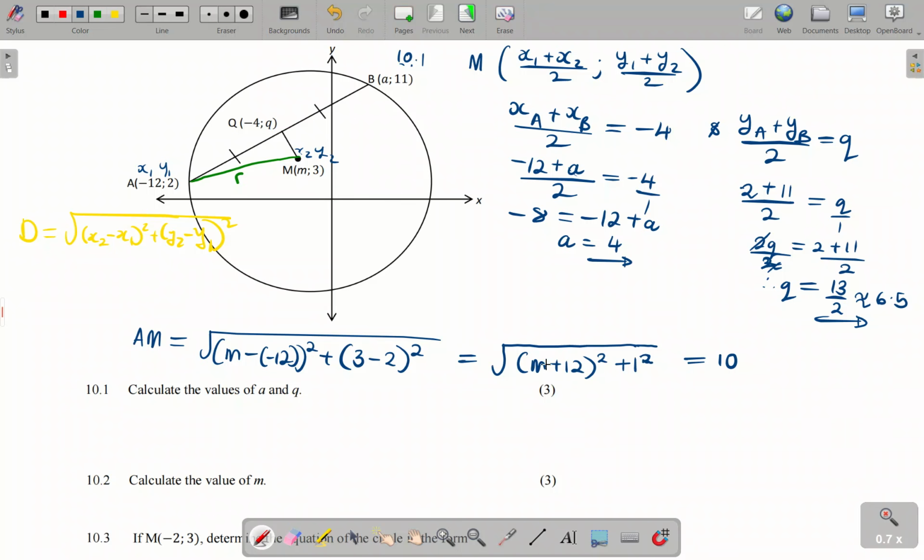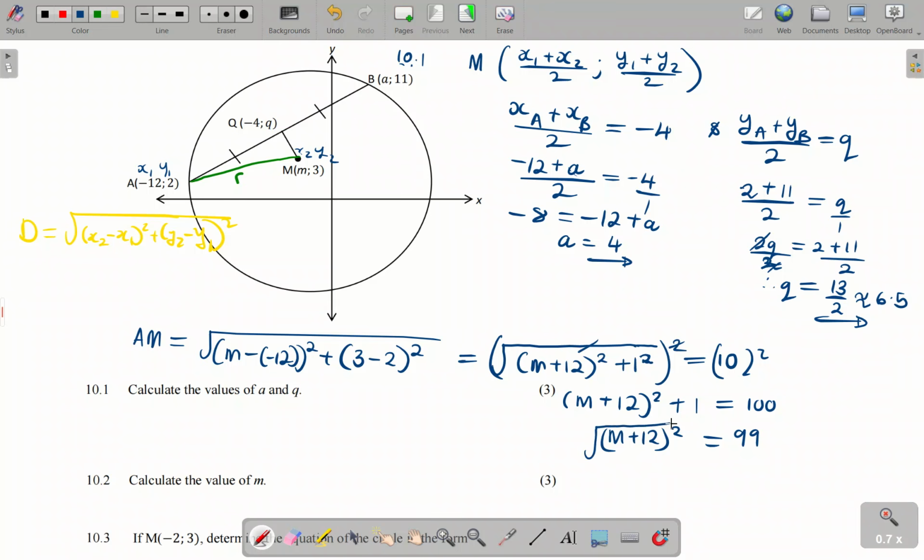So now to find what? To find the value of M, you simply square both sides. So you square both sides like that. When you square the 2 and the square root rationalize, so you have what? You have M plus 12 squared plus what? Plus 1, which is equal to what? 100. Yeah? 10 squared, that's 100, guys. So now, you say this is what? This is M plus 12, and then squared like that. Take this to the right, you'll have 99. So 100 minus 1, that's 99.